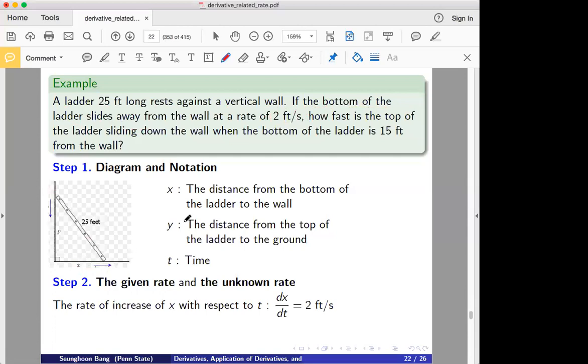What is the unknown rate? Yes, here. How fast is the top of the ladder sliding down the wall when the bottom of the ladder is 15 feet from the wall? Exactly, x is 15. So we have this one: the rate of decrease of y with respect to t when x equals 15 feet. We use dy/dt at x equals 15. This is the whole idea.